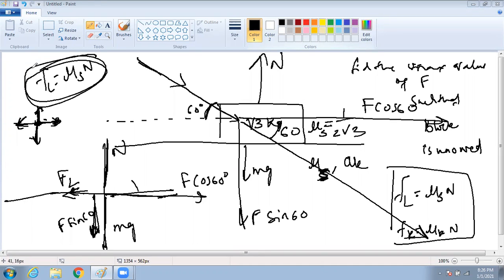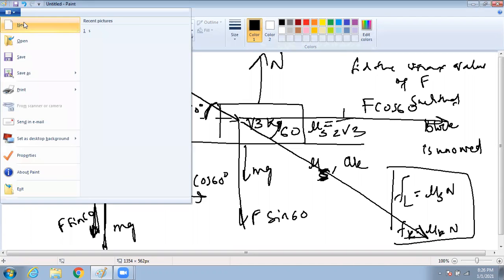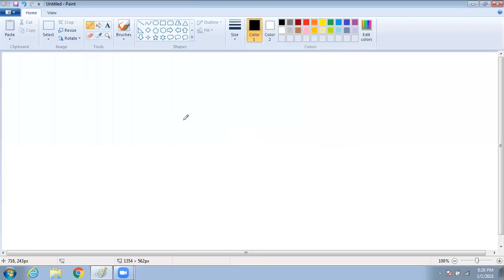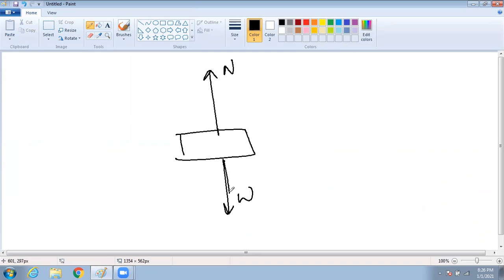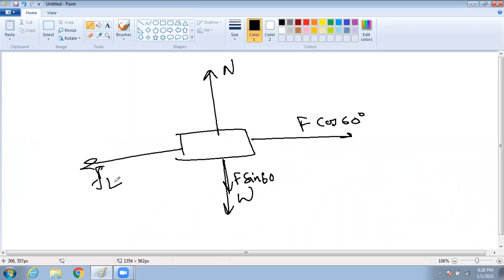Respect them. Okay. So let me redraw the diagram. N upward, weight downward. You have another force F sin 60. This side F cos 60. This side FL. Are we clear till now? Any doubt till now? No, sir. Okay.